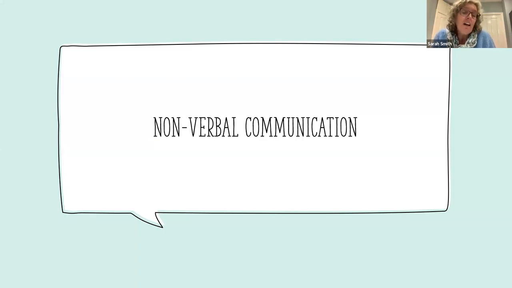So for example, when the little girl uses a sign for wanting to wash her hands, then I might say to her, thank you for signing that you want to wipe your hands. I understand you finished your dinner now. And then that will reinforce to her that it is important to use these non-verbal communications.